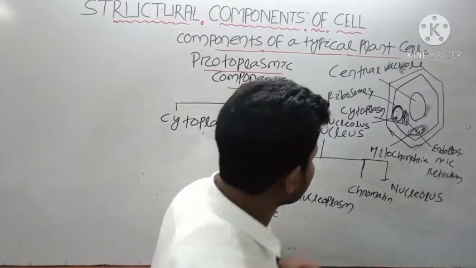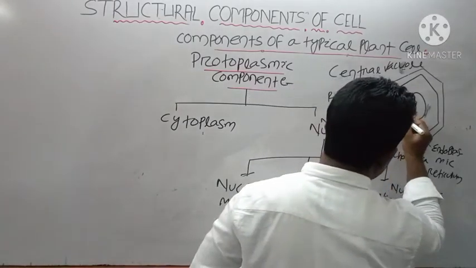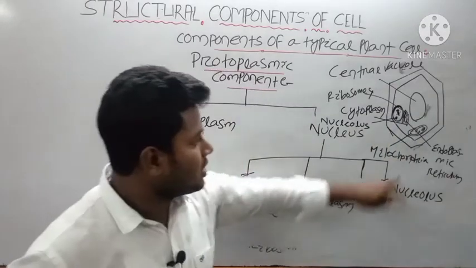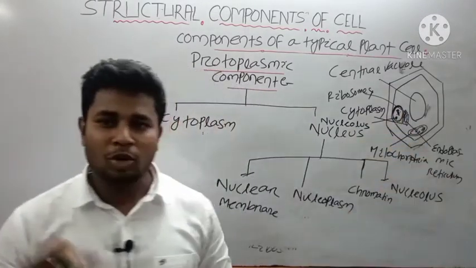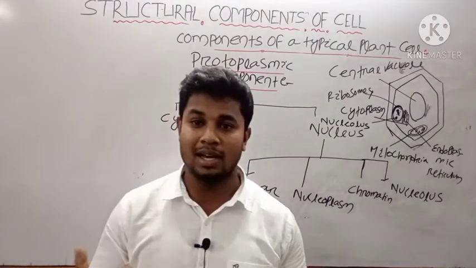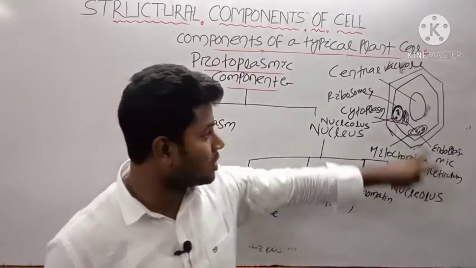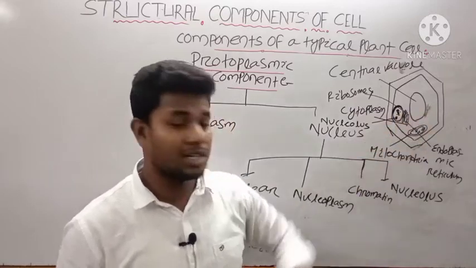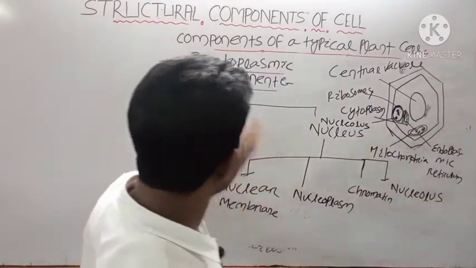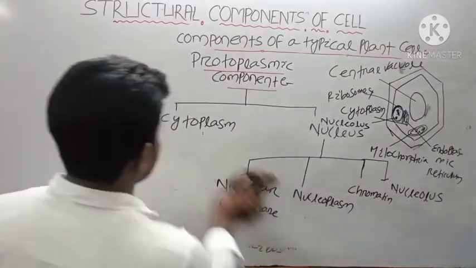Then there is the presence of chromatin-like structure in between the nucleoplasm. That chromatin contains the DNA. In the eukaryotic cell, the DNA genes are present in the chromatin, in the form of chromosomes. These are the basic protoplasmic components.